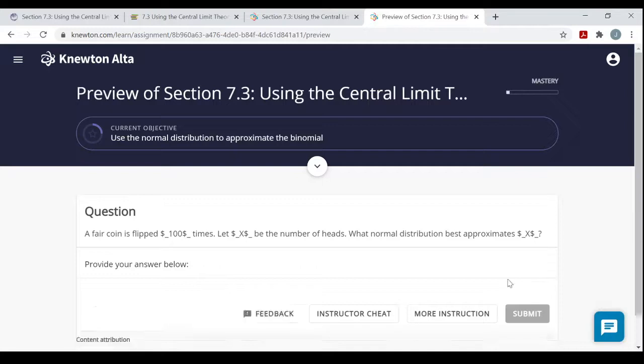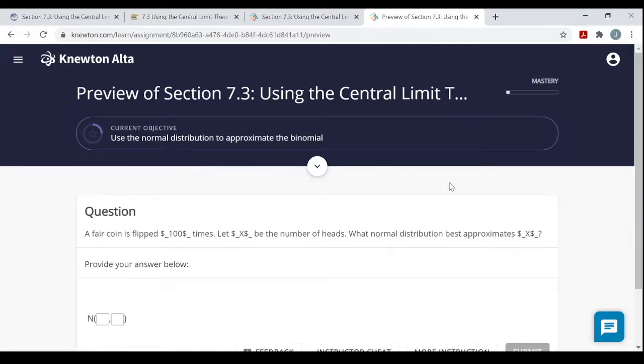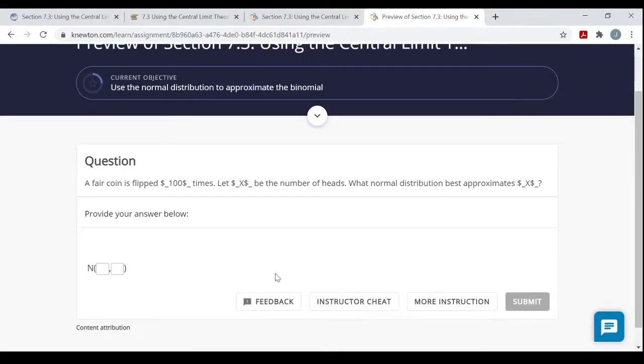All right, so here's another question on the same type of problem. This time, though, they're just asking you to fill in the parameters of the normal distribution. So a fair coin is flipped 100 times, so n is 100. Let x be the number of heads. The probability of a head is again a half, so p is again a half.